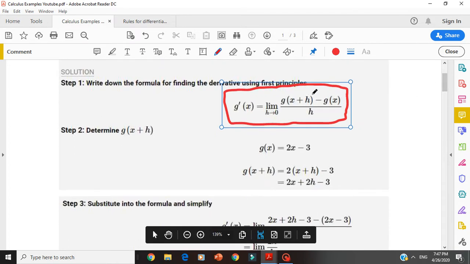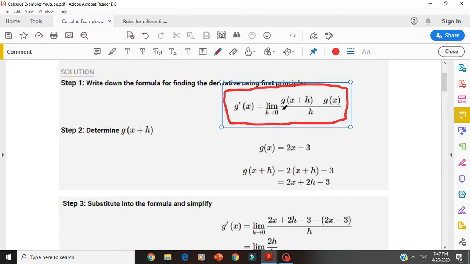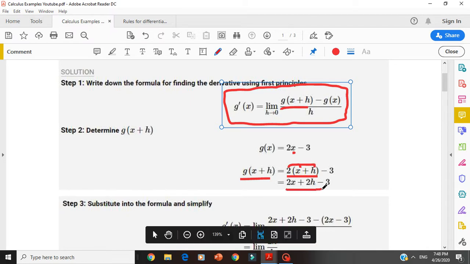So the first part we're going to look at is the g of x plus h part. Wherever you see x, you're going to substitute x plus h. So here we have 2x and we will have x plus h in brackets. It's important to keep your brackets so you do not mess up the sign. So multiplying your 2 into x and h, you get 2x plus 2h minus 3.